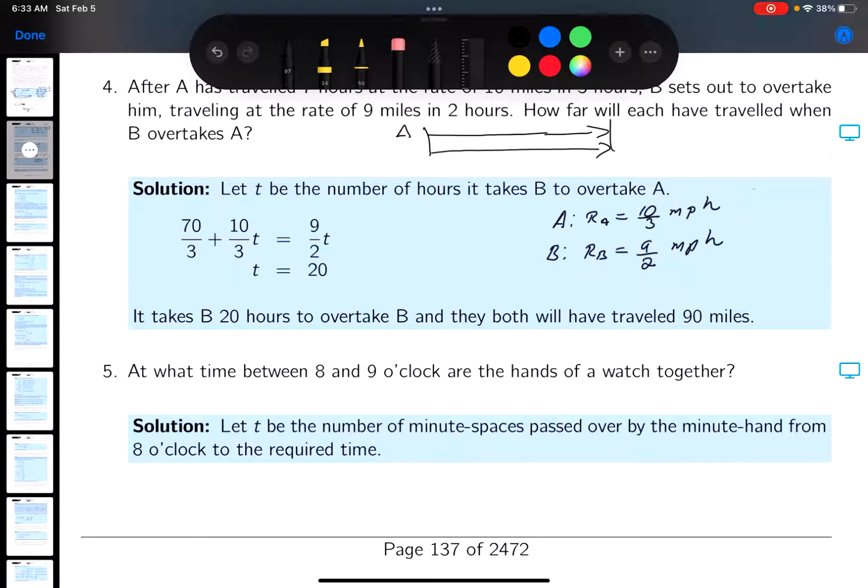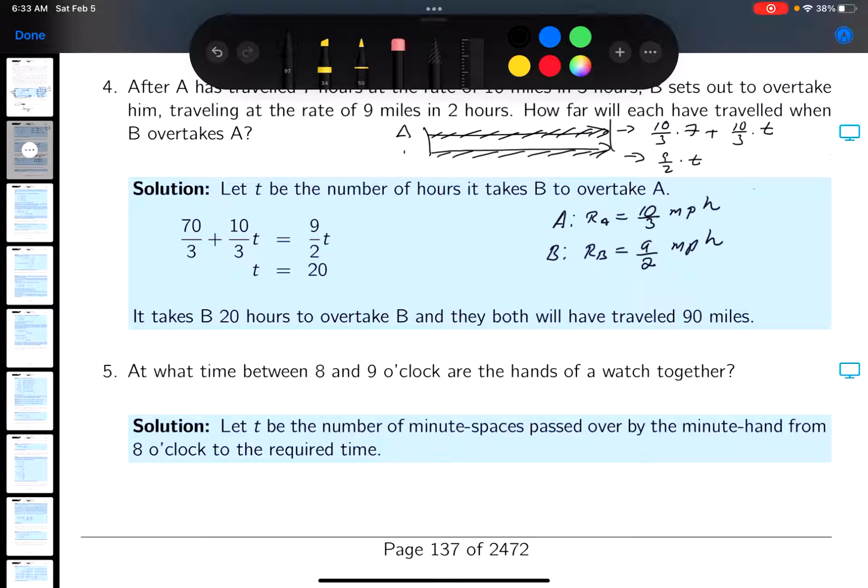All right, let me write this down again. So let's talk about A's distance over here. It's going to be 10 thirds times 7. And he continues to move as B chases him. And so he's still going at the rate of 10 thirds. But now there's an unknown amount of time. I don't know how much time it is. And that's going to be his entire distance over here. And what's this guy's distance going to be? Well, 9 halves times T hours.